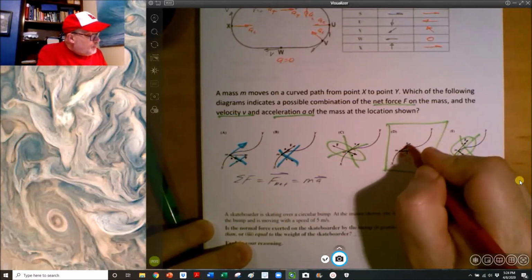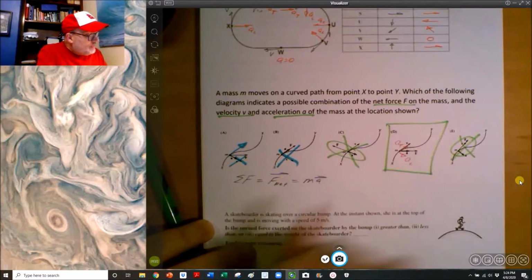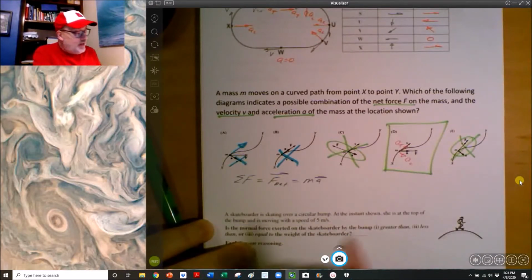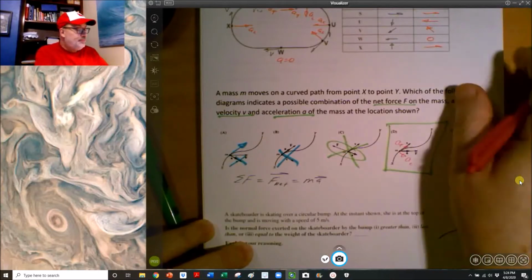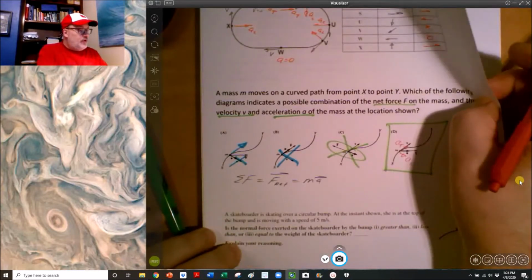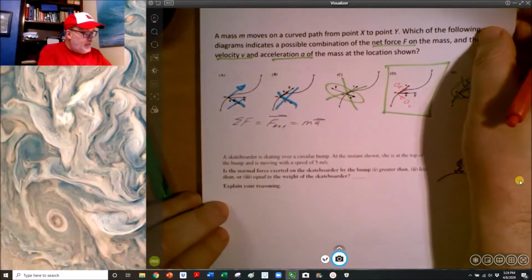And then we have a part this way. That's our tangential acceleration. That's the part that's making us speed up. So this object must be speeding up and turning at the same time. Okay, let's go on to our last one on this page.